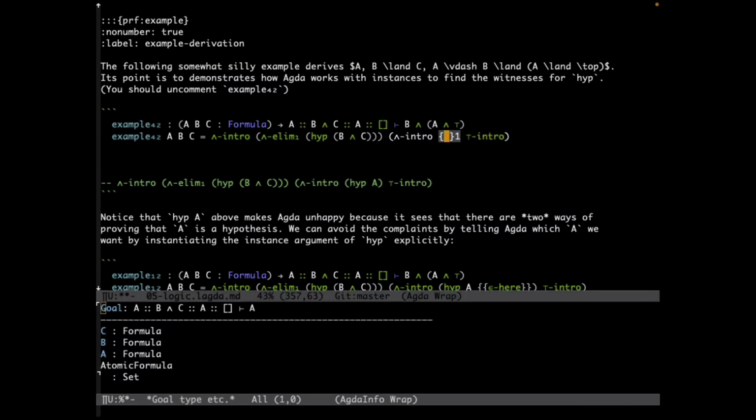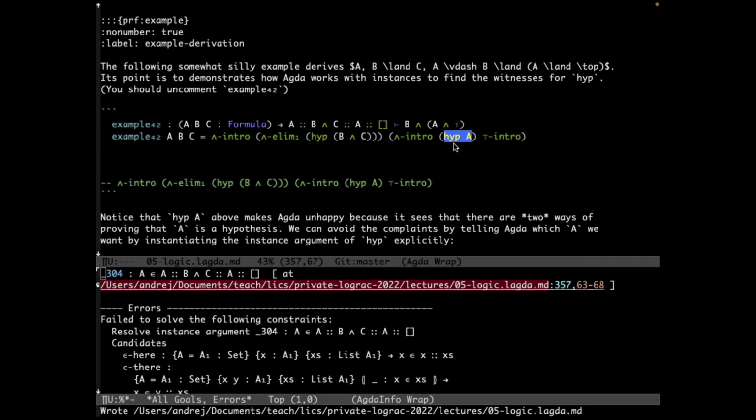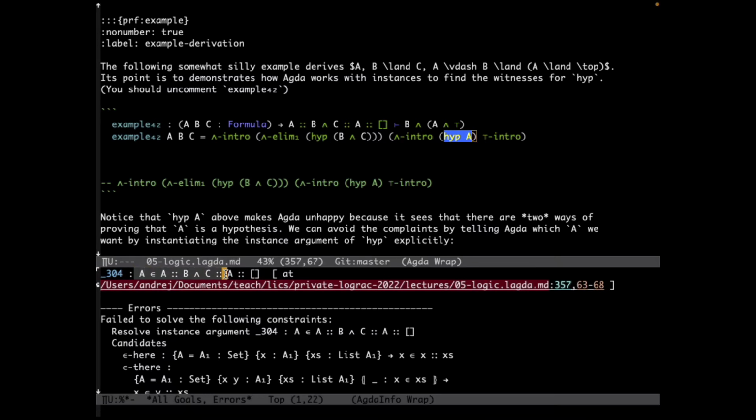Here, it says you need to prove A. And then I say, oh, this is horrible. The hole doesn't work. I have to say, okay, it's a hypothesis. And now Agda is unhappy. The reason is that it's trying to generate all proofs of the fact that A is an element of this list. But it can tell that there are two ways to establish that A is an element of this list because it appears twice. And so now it's telling me, oh, but I don't know which one you meant. There's two of them. It's a minor annoyance that I want you to be aware of.